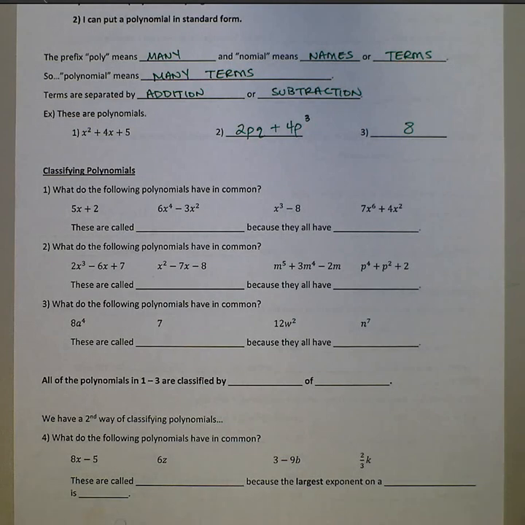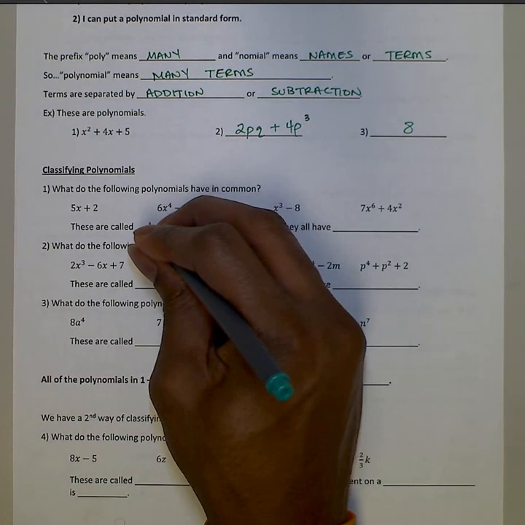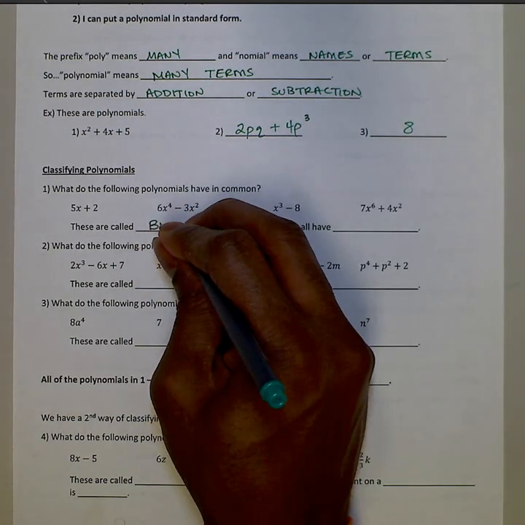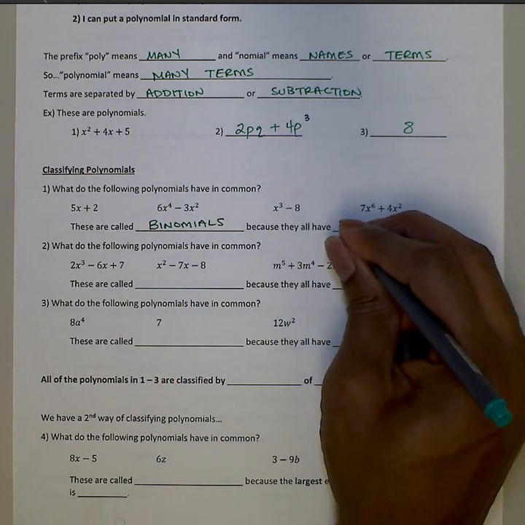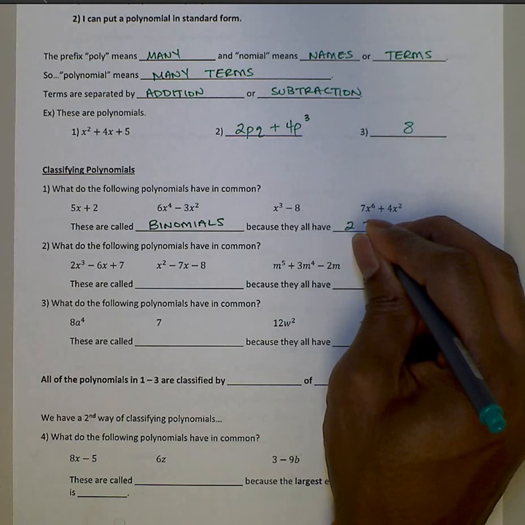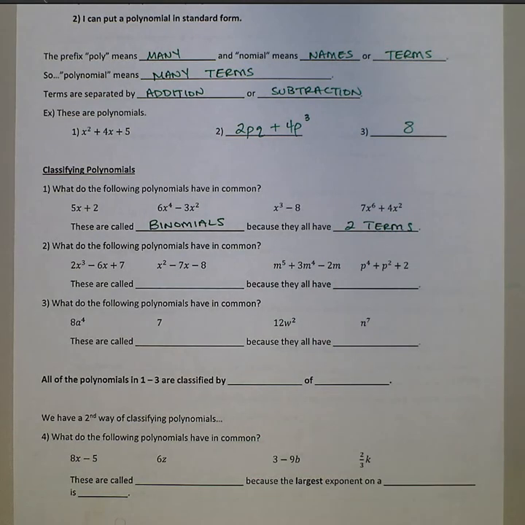Alright, so what do the following polynomials have in common? We have 5x plus 2, 6x to the 4th minus 3x squared, x cubed minus 8, 7x to the 6th plus 4x squared. If you notice in each of these, these are called binomials. And you'll notice that in each of these there are two terms. They're called binomials because they have two terms. Bicycle, bipolar, binoculars, 2. Okay?